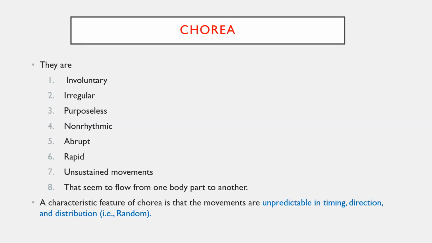Next, come to the chorea. Chorea is nothing but involuntary, irregular, purposeless, non-rhythmic, abrupt, rapid, unsustained movement that often flows from one part of the body to another part of the body. These are very unpredictable movements in the direction, timing, and distribution. Random flowing movement may sometimes affect proximal, distal, one limb and another limb. So these are all involuntary, non-rhythmic, rapid, abrupt onset flowing movements involving multiple body parts. Okay.